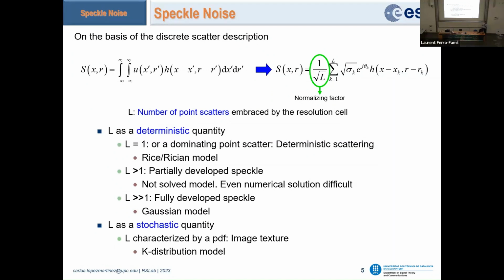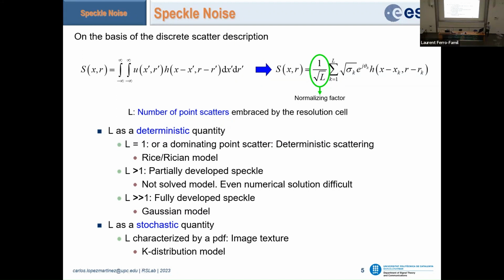At C1 the resolution is about 30 centimeters. So we see targets at that resolution, and that's why we see many targets inside. What we have is the coherent combination of L, a given number of scatterers. So depending on the number of L, we can have different models.